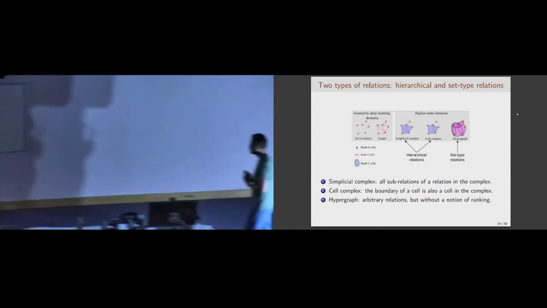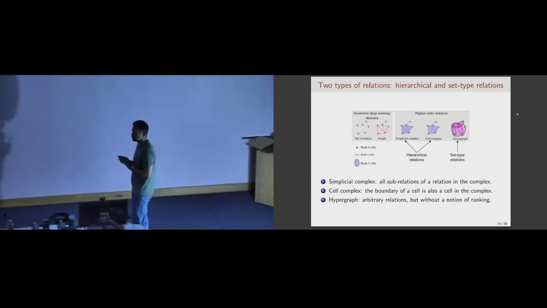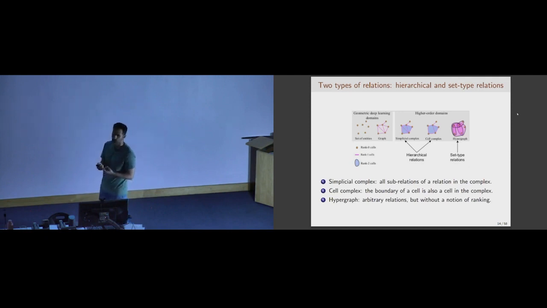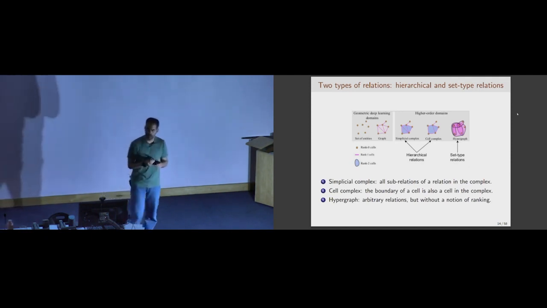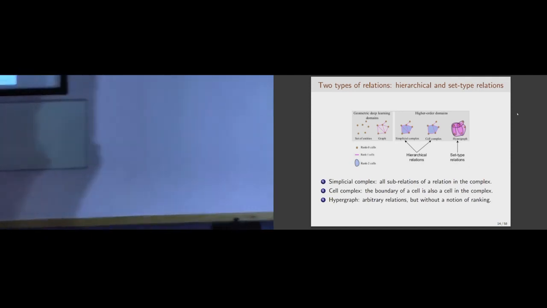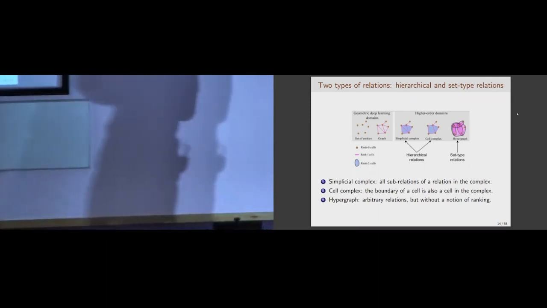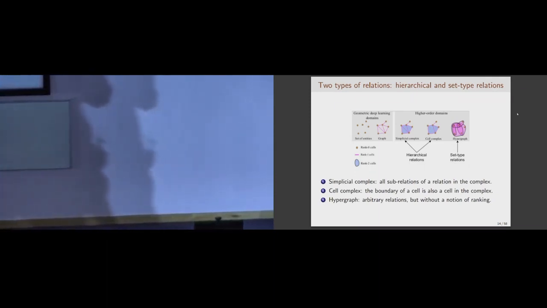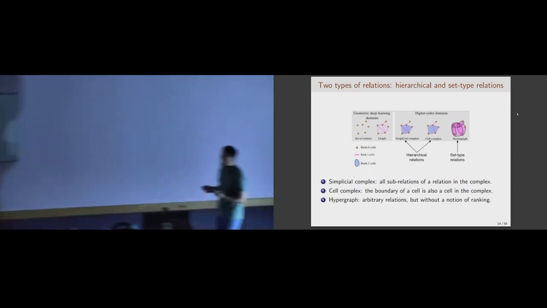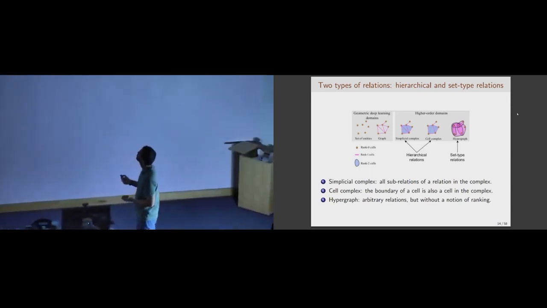Okay, so fine. We can then formalize what we mean by neighborhood using the definition of a neighborhood function. The next question is, are there different characteristics of relations? Can we classify relations into different types based on their traits? And one way to do this is to think of hierarchical and set-type relations. So let me elaborate on what I mean by this.